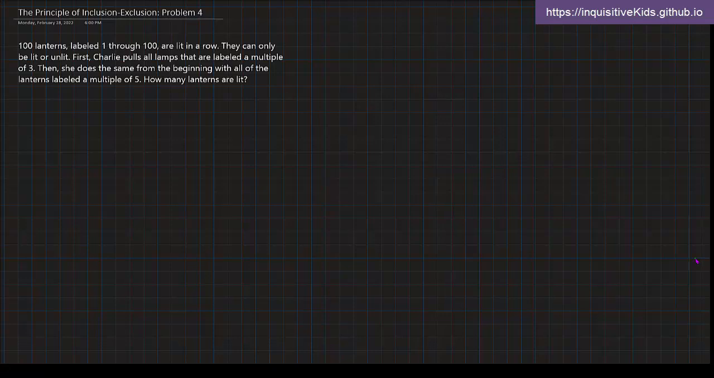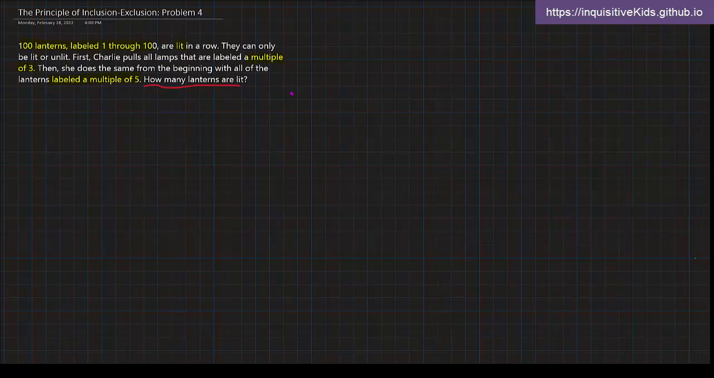Problem 4. This will be the most challenging problem we have in this video. Okay, 100 lanterns labeled 1 through 100 lit in a row. They can only be lit or unlit. First, Charlie pulls all lamps that are labeled a multiple of 3. Then, going to the beginning again, she does the same thing with all of the lanterns labeled a multiple of 5. So now how many lanterns are lit?